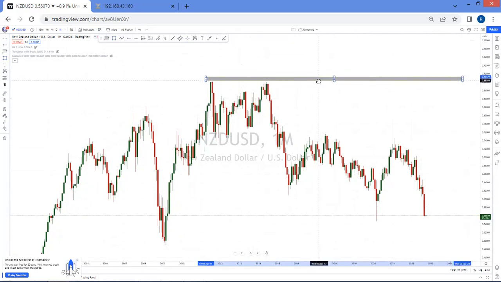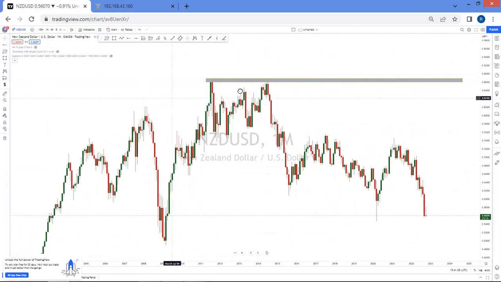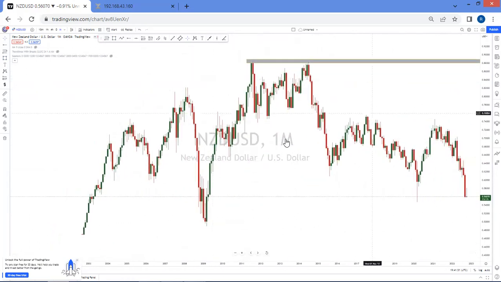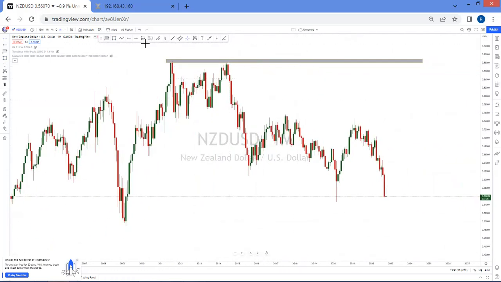I think this is the highest point for this chart, the highest point this market has ever reached. So let me mark it. Getting to this point, the market bounced down here.